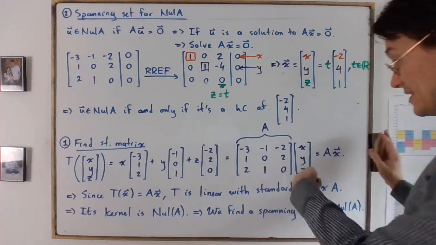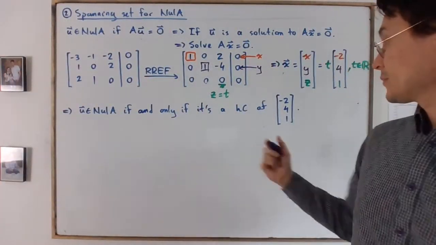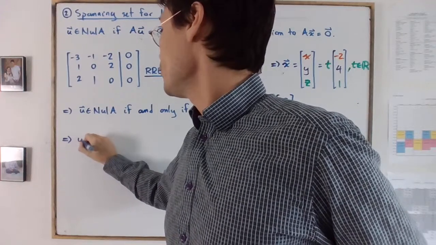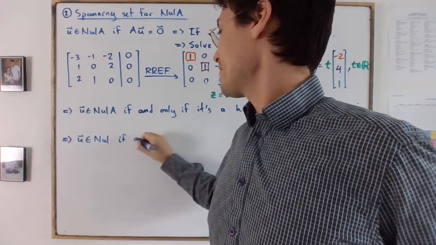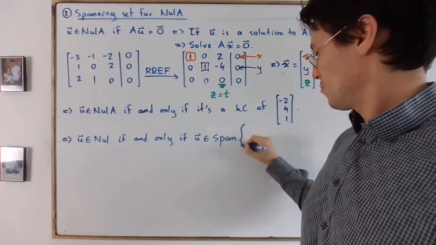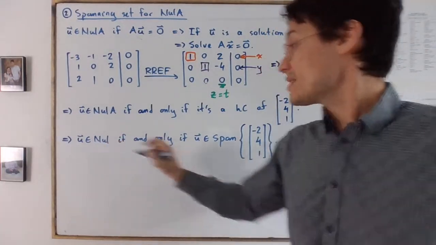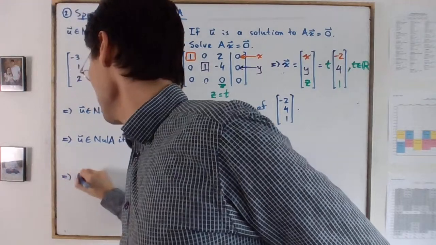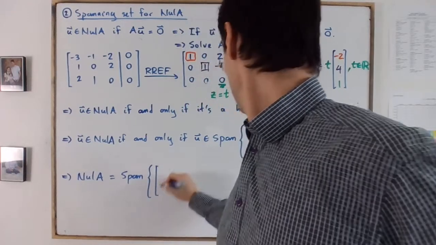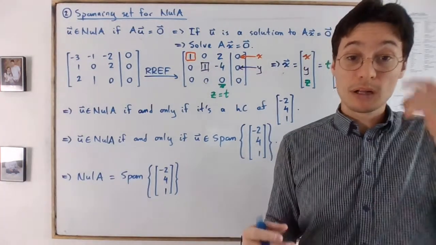So what does it mean? Now I will erase this part. It means that U is in null A if and only if U is in the span of this vector. And what does this sentence mean? It means an equality of the two sets. It means that null A is the span of this vector, negative 2, 4, 1. But now it's time to conclude properly.